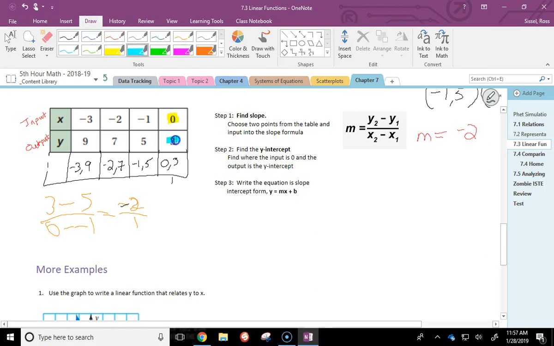We put in 0 and 3 came out, which would tell me that my y-intercept is 3. Okay, using those two pieces of information, you can come up and write the equation. What is the equation for this input-output table? So we have that our slope was -2. We found that our y-intercept was 3. Ainsley's going to try to write an equation. Make sure you're copying it into your notebook.